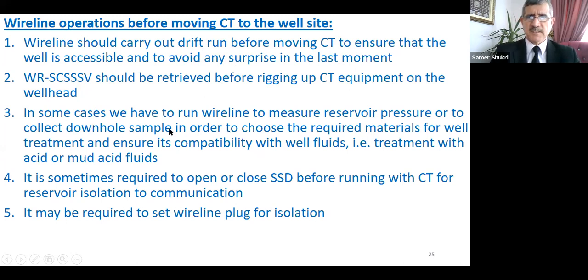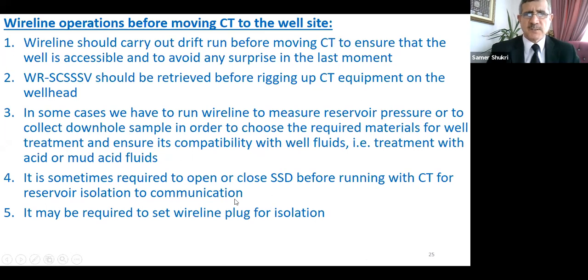Also, in some cases, we have to run wireline to measure the pressure or to collect a downhole sample. Wireline is faster and safer than coiled tubing. So if we have any obstruction or any problem in the well, like scale, we can obtain a sample and send it to the lab to ensure that it is acid soluble and to choose which type of acid we have to use.